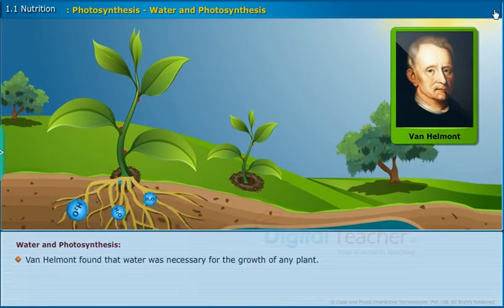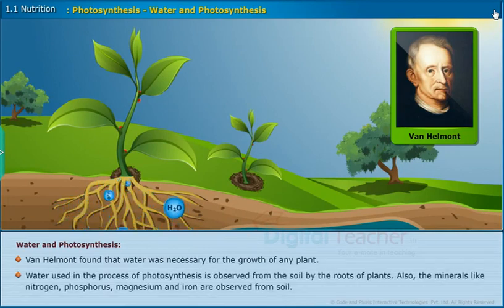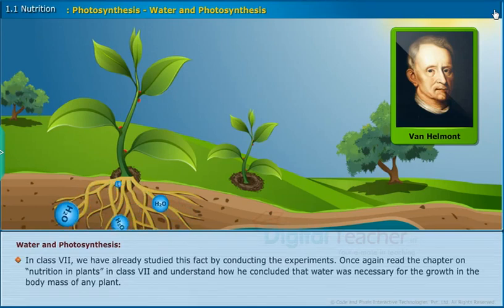Von Helmont found that water was necessary for the growth of any plant. Water used in the process of photosynthesis is absorbed from the soil by the roots of plants. Also, minerals like nitrogen, phosphorus, magnesium, and iron are absorbed from the soil. In class 7, we have already studied this fact by conducting experiments. Once again, read the chapter on nutrition in plants in class 7 and understand how he concluded that water was necessary for the growth in the body mass of any plant.